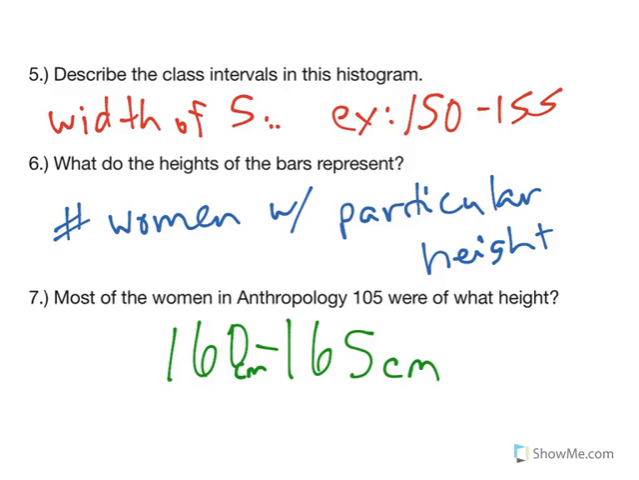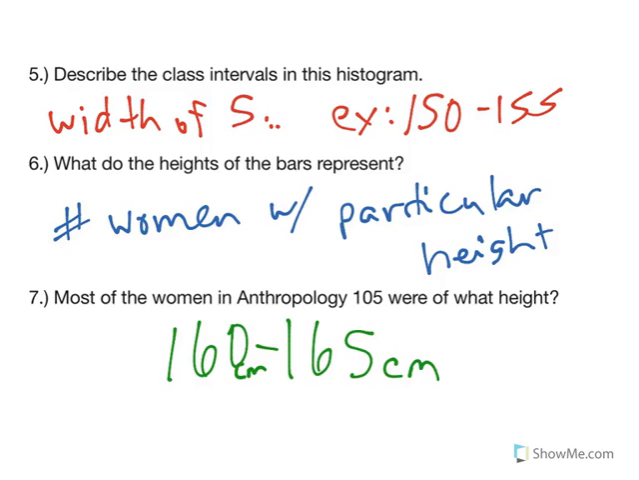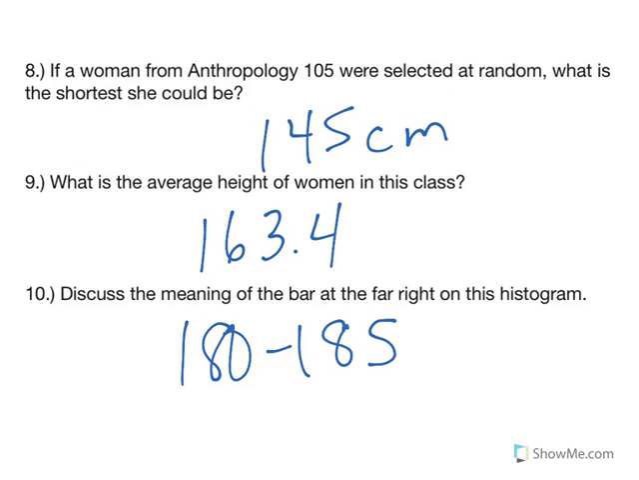Well, when you look back at the graph, the shortest they could be is right here, and we know that with the class interval width of 5, that would be 145. So that allows that to be 145. The average height, they tell you right here that the mean is 163.4, and then the bar at the far right, which is right here, represents 180 to 185, and if you notice, there's only one person in that data spot. So hopefully you did okay on those questions dealing with that graph.